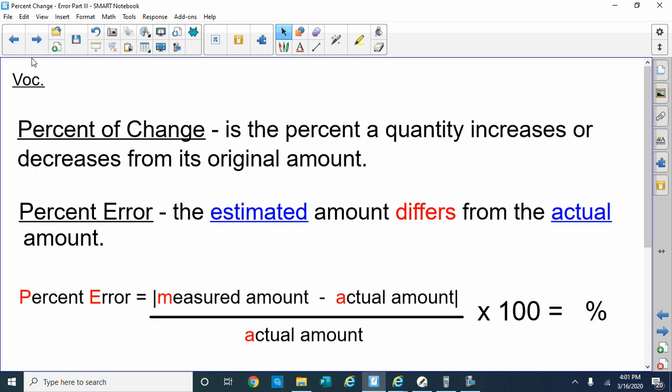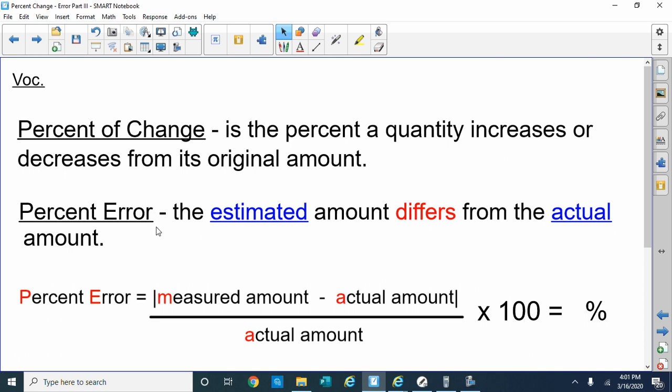All right, here's your vocabulary. Percent change we talked about before. It's the percent a quantity increases or decreases from its original amount. Whereas the percent error is the estimated amount differing from the actual amount.